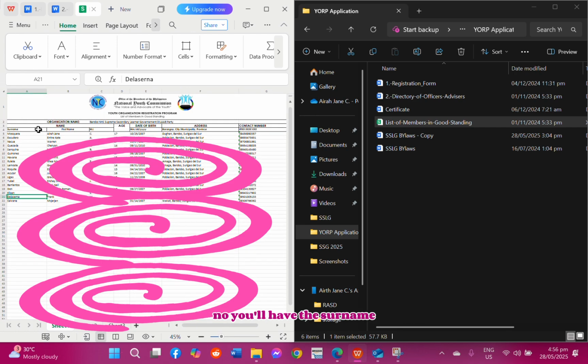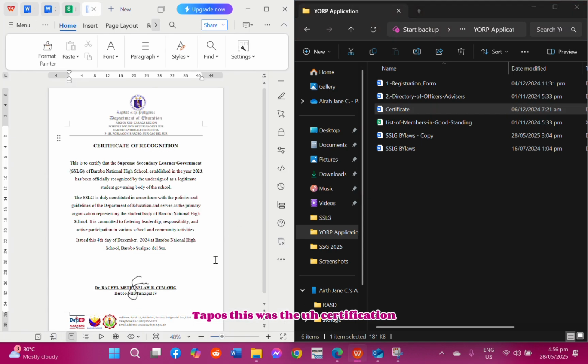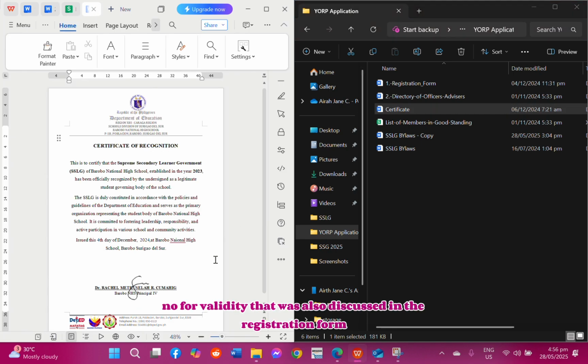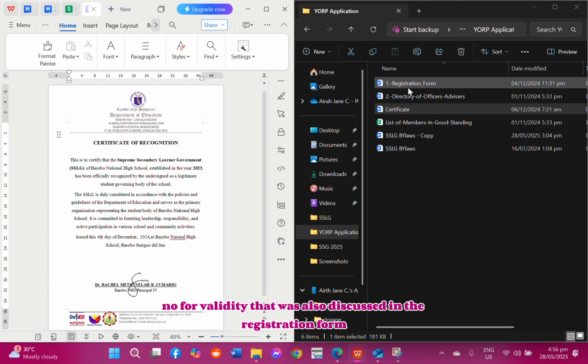You'll have the surname, first name, middle initial, age, date of birth, address, and contact number. So it is similar, but it shall be separated, no? Or in separate papers. Tapos, this was the certification, no? For validity that was also discussed in the registration form at the checklist.